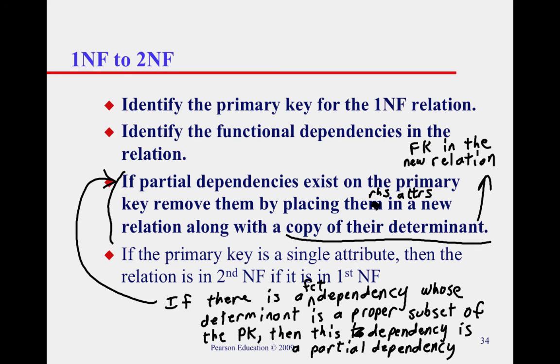So for each partial dependency, we remove that set from the original relation, move the right-hand side attributes over, copy the determinant attributes over.